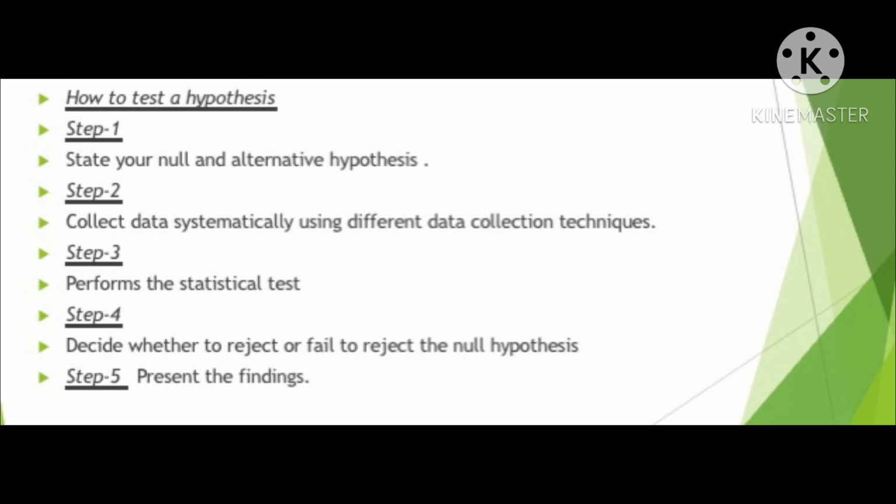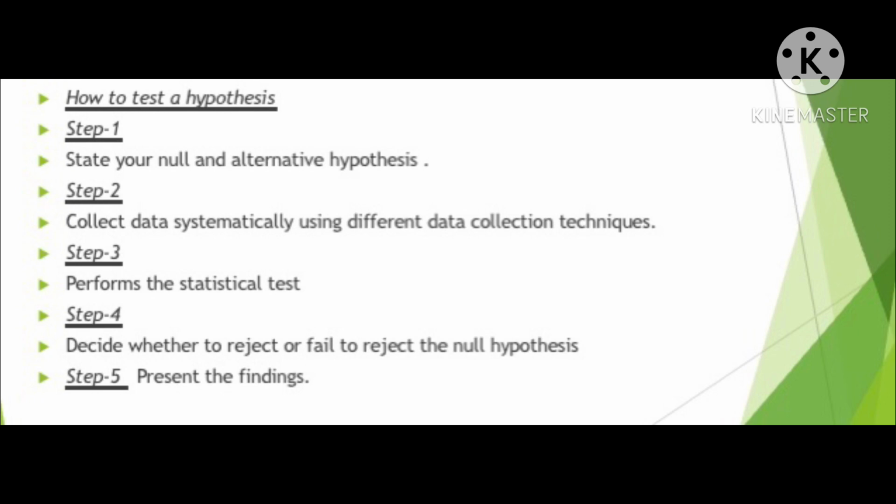We are performing the statistical test. In order to analyze the data properly, we will do the statistical test. Then, in the fourth step, we decide whether we should reject the null hypothesis or accept it, and so we have to reject our alternative hypothesis. That is the fourth step. Then the fifth step, we are presenting our findings to the audience. These are the different steps in hypothesis testing.